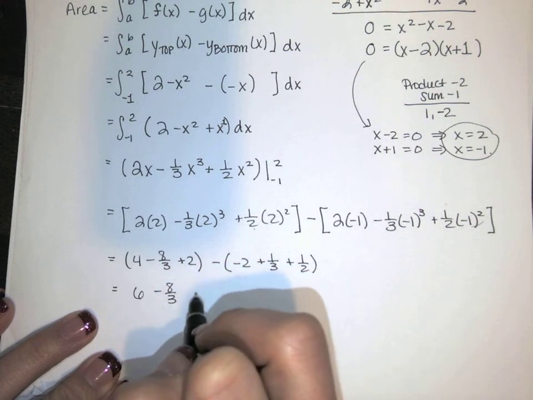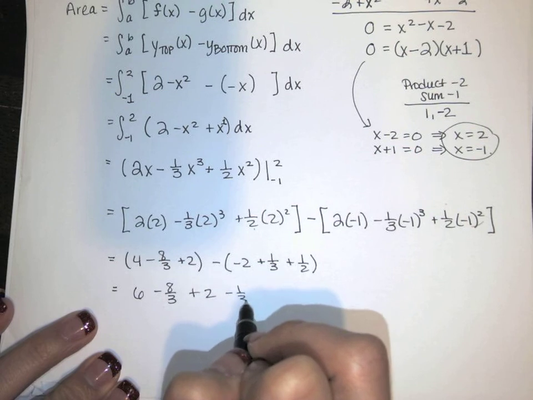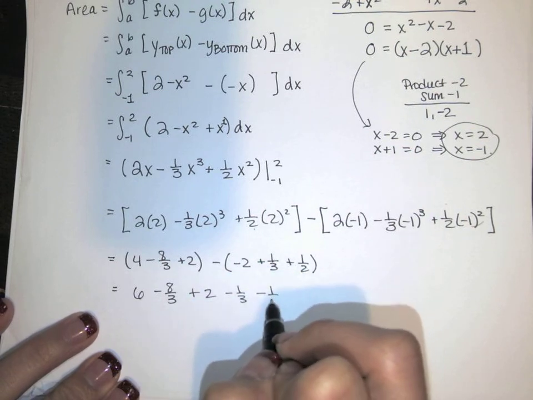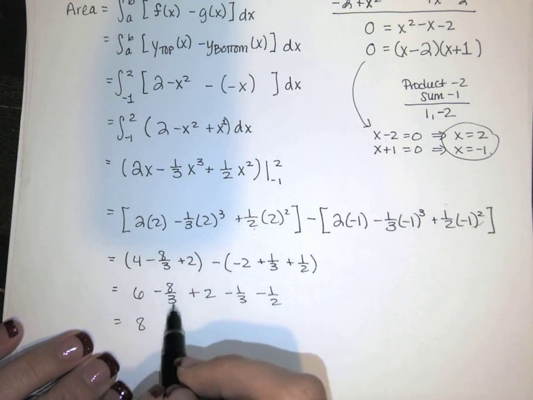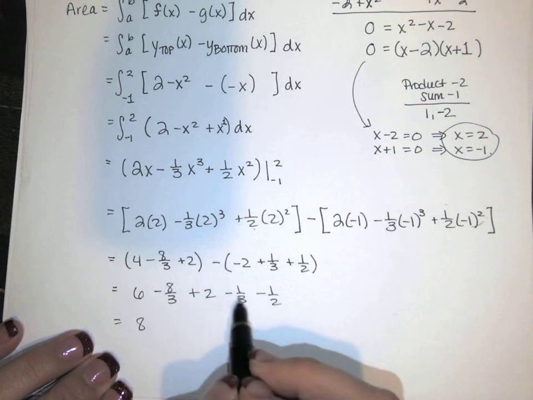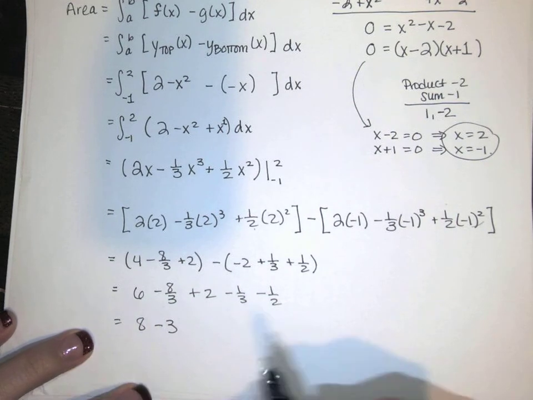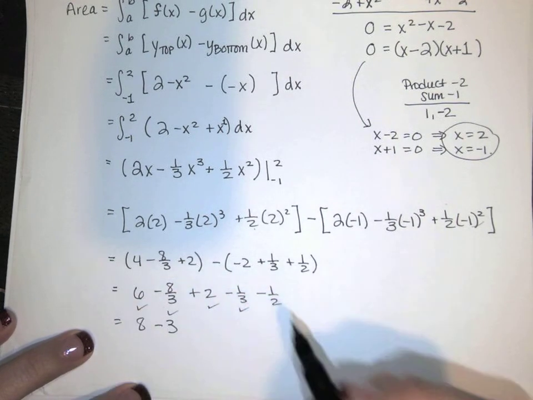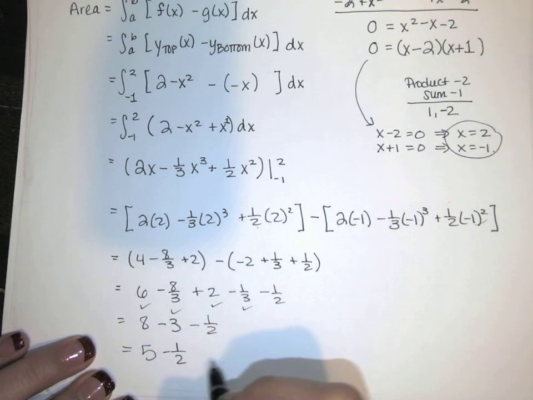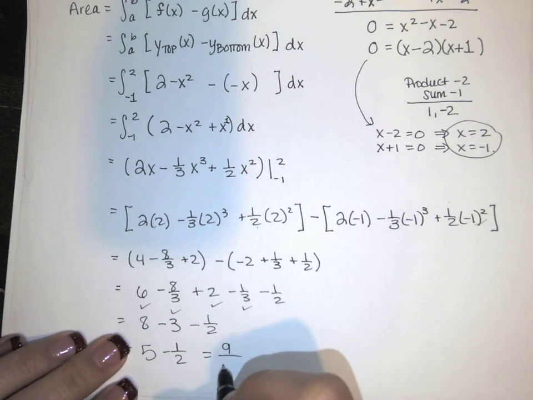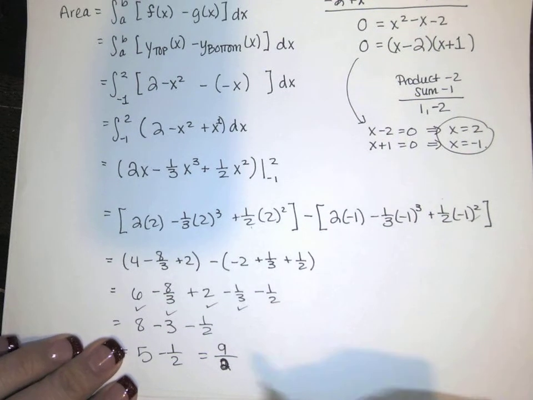Now I'll distribute the negative. So -2 is positive 2. We're subtracting 1/3 and we're subtracting a 1/2. So this is 6 and 2 is 8. -8/3 minus 1/3 is -9/3. -9/3 is -3. I took care of that and that and that and that, and I need to subtract a 1/2. So it looks like I have 5 minus a 1/2. So I get 4.5, which is 9/4. No, 9/2, excuse me. Yeah, that's 4.5.